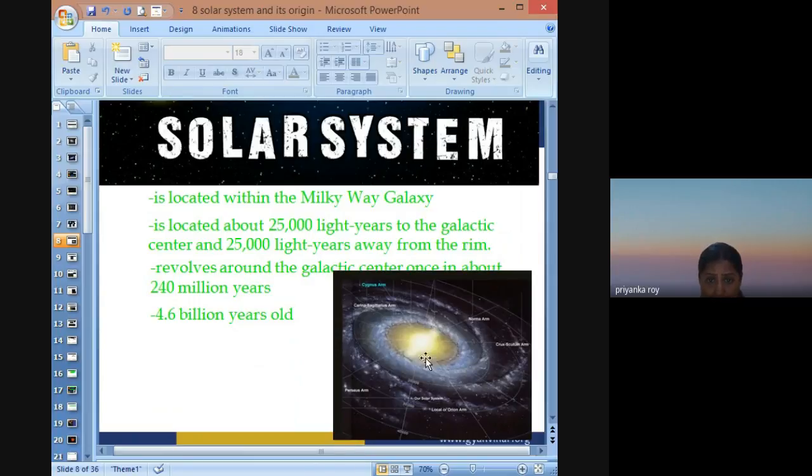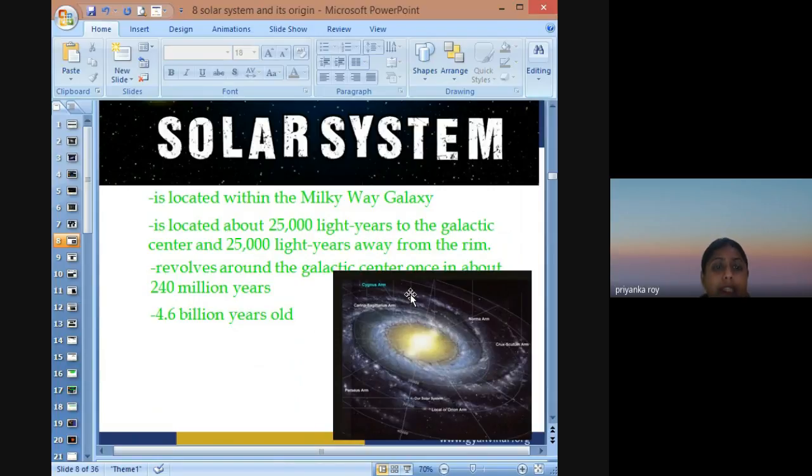This is the galactic center, and we are about 25,000 light years away from the galactic center, and 25,000 light years away from the rim, revolving around the outer rim. Again, we are so far from the outer rim that is revolving around the galactic center. Once in about 250 million years we complete one revolution around the galactic center.